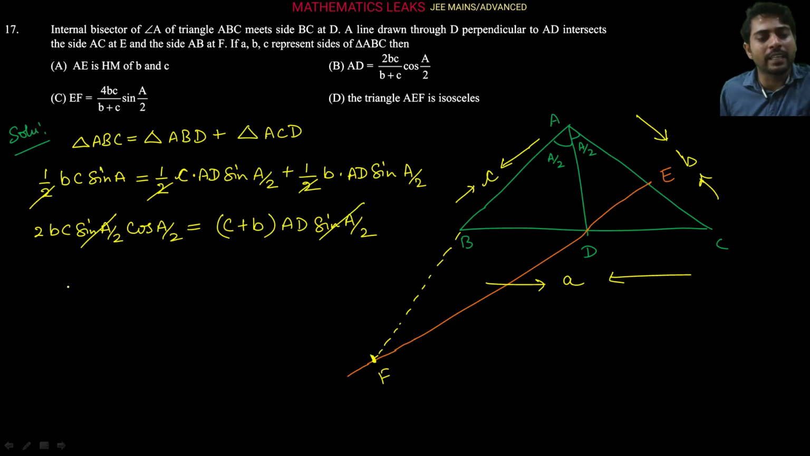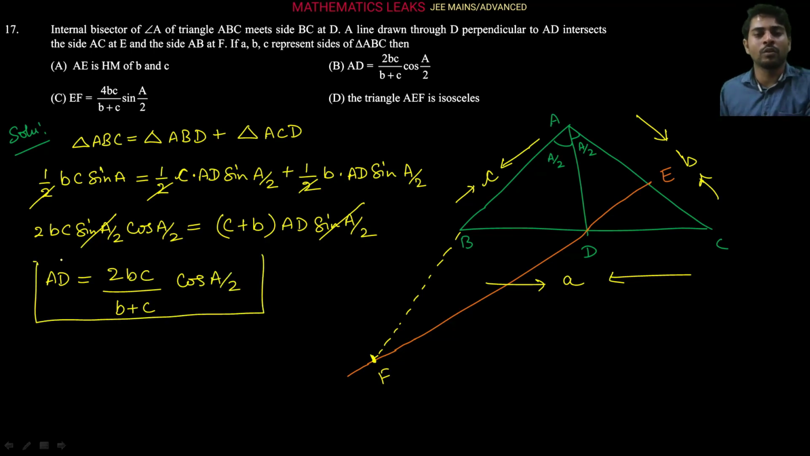AD we can get here: AD is equal to 2 BC upon (B plus C) cos A by 2. So this is the length of AD. So you can see here option B is correct. It is matched exactly, right?